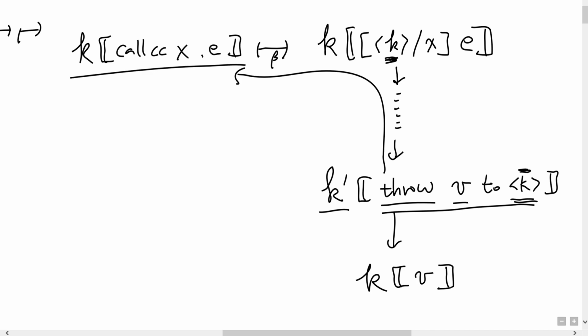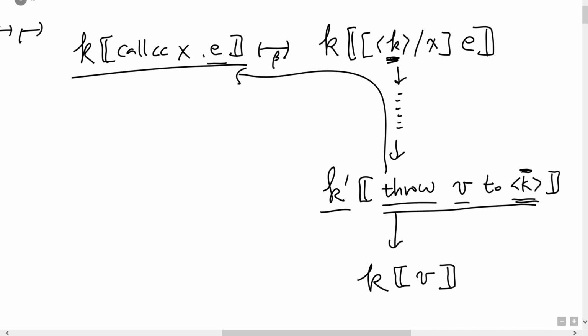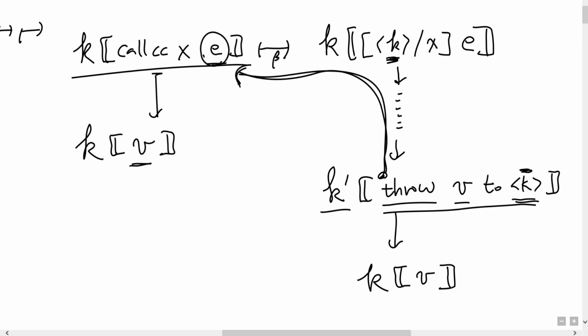But instead of reducing expression E, you reduce value V. So you go back in time, and instead of reducing expression E, you just take the value V. So go back in time and use a different value. That's what you can do with the call CC and throw.